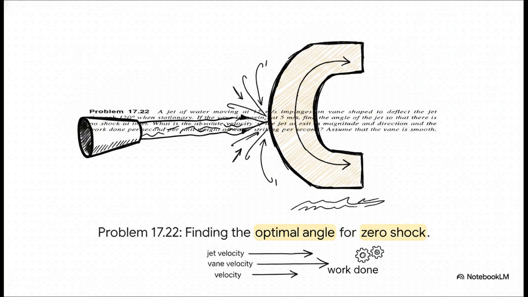Okay, our final challenge, problem 17.22. This one requires synthesizing absolutely everything we've just learned. We've got a 12 meter per second jet, a 5 meter per second moving vane, a 120-degree deflection, and a strict mandate for zero shock at the inlet. We have to calculate the absolute velocity of the jet at the exit, both magnitude and direction, and figure out the work done per unit weight of water.